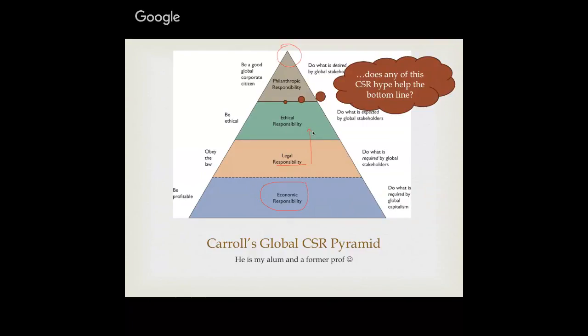which comes to the point, does any of this hype about corporate social responsibility really help the bottom line? The simple answer is yes, it does. Till about a few years ago, people thought, no, if you are being ethical or if you're being philanthropic, I haven't gotten to explaining philanthropy.